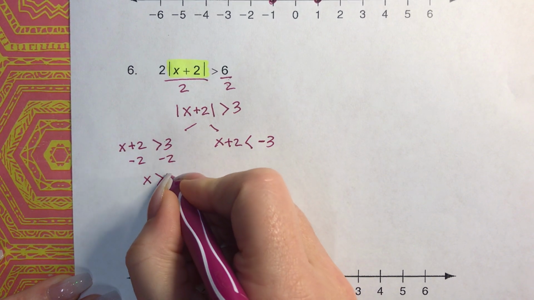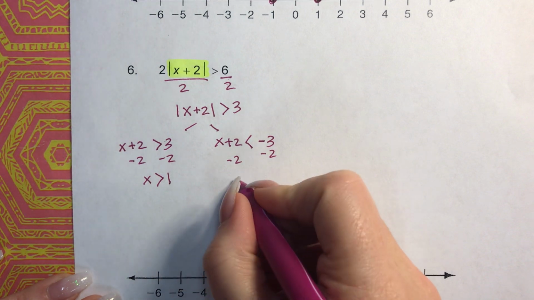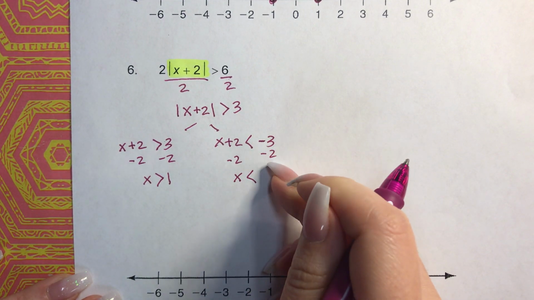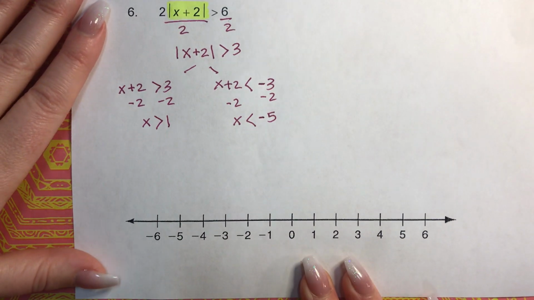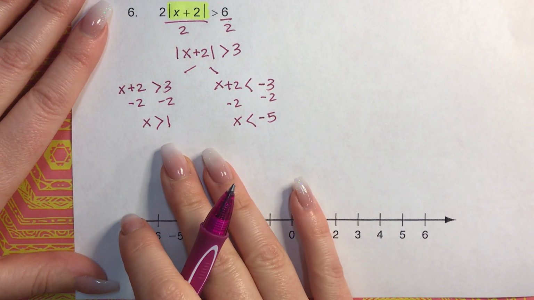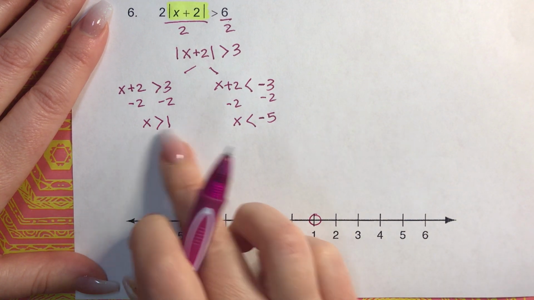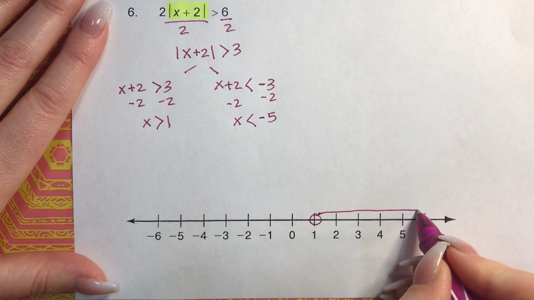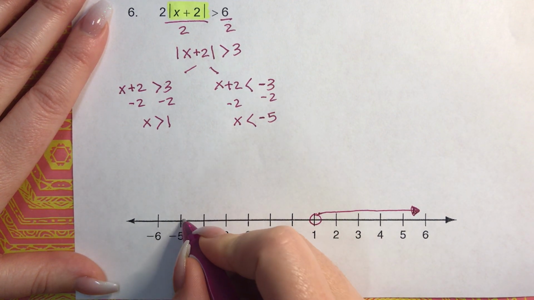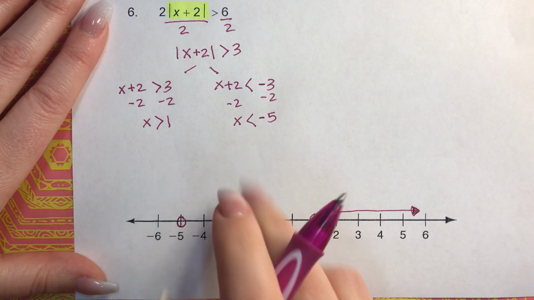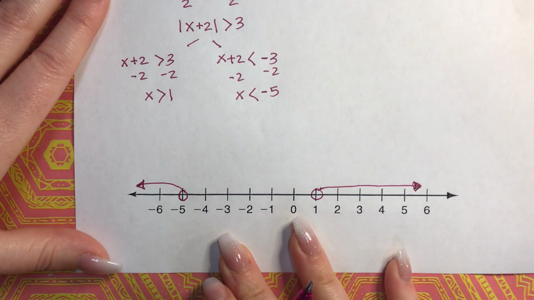3 take away 2 is 1. We do the inverse operation over here. -3 minus 2 is -5. Now we just need to interpret these results, and I like to do it by graphing. So I'm going to graph the first. It's going to be an open circle at 1, and x is greater than 1, so it's everything this way. And then we go to -5, and it's also going to be an open circle, and x is less than -5. And so what does this look like?